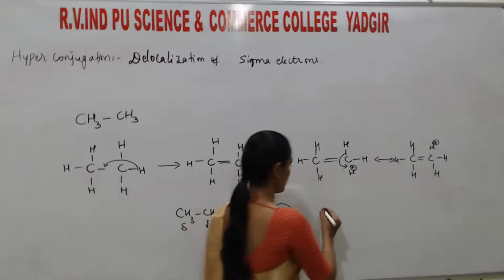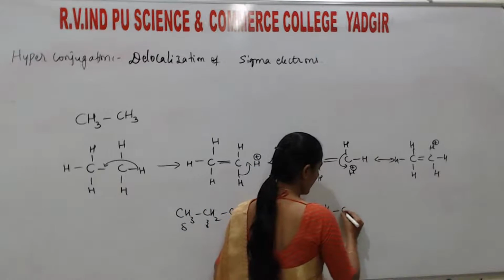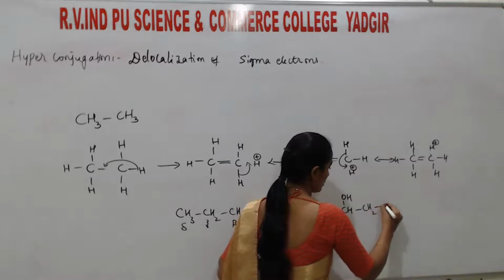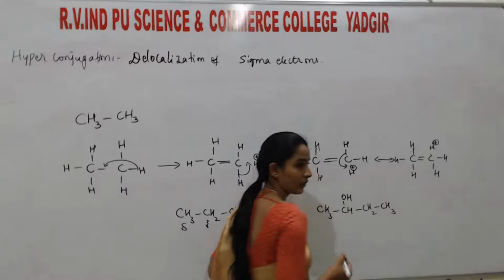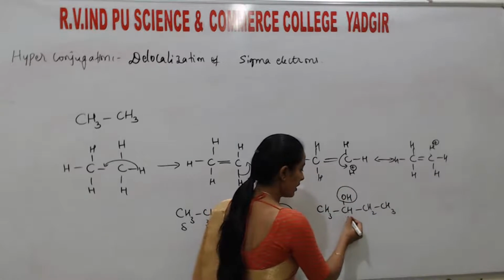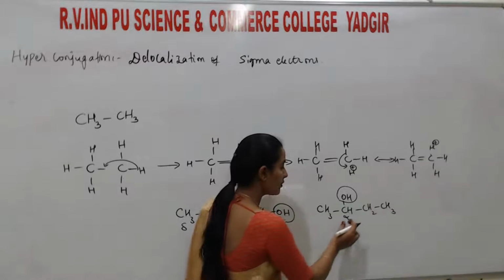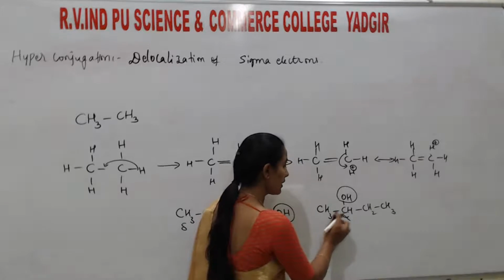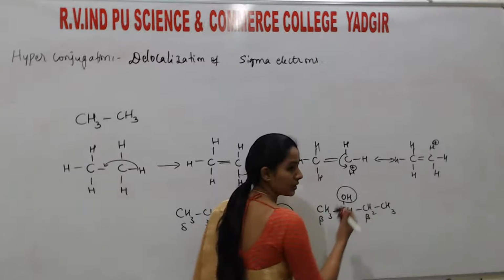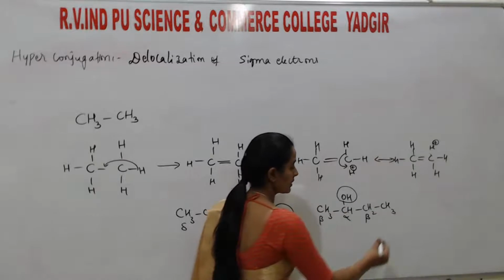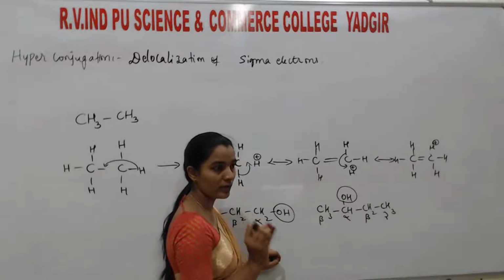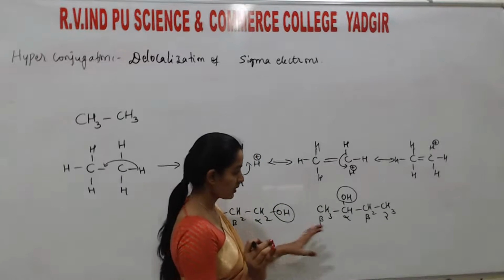So if you take this, that is CH3, CH, OH, CH2, CH3. Okay, so this is the functional group, and of course this is the alpha carbon. If this is the alpha carbon, the next carbon is beta. Here also the next carbon is beta, and this one is gamma. Understood how to find out alpha, beta, gamma position? So this is the way.